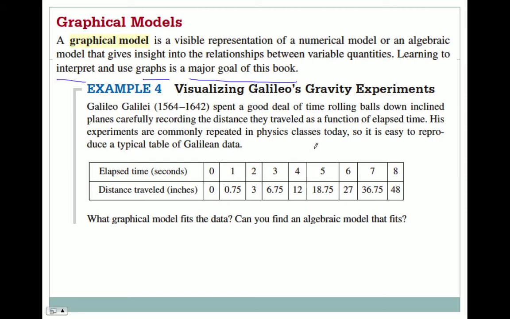His experiments are commonly repeated in physics classes today, so it's easy to reproduce a table of Galilean data. Okay, so here's our table. Again, we're starting with a table, but we want to identify a graphical model that goes with this data. So the first thing you're going to do is plot this data. Now we're not going to do it on graph paper. If you have a graphing calculator, you can do that in a graphing calculator, or we're going to use Desmos.